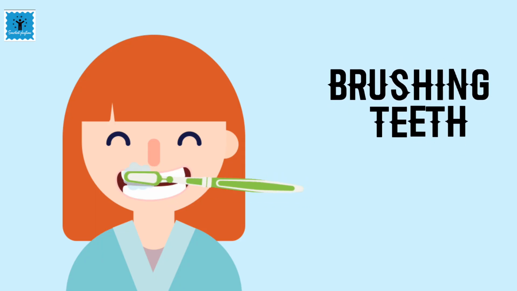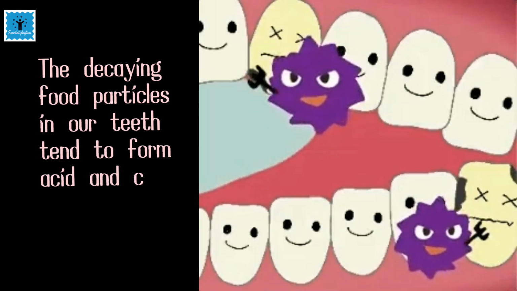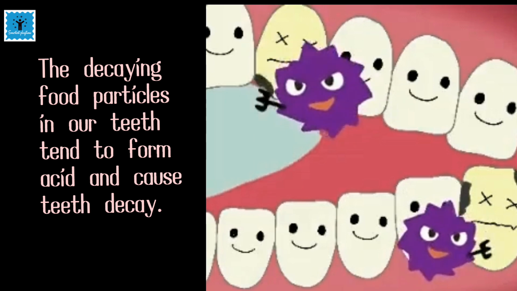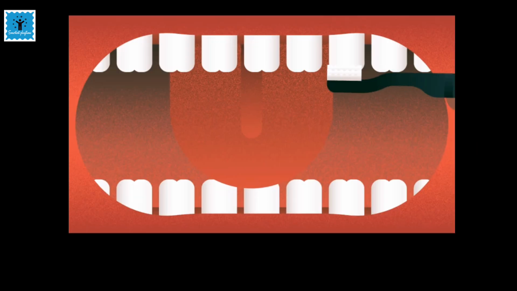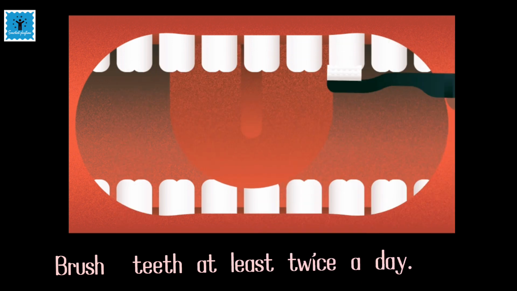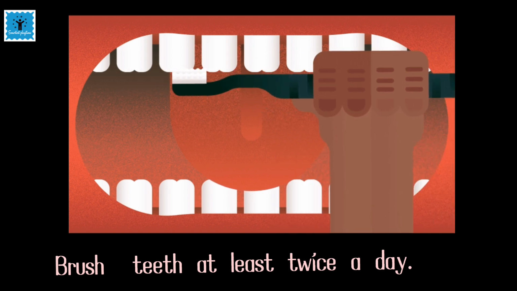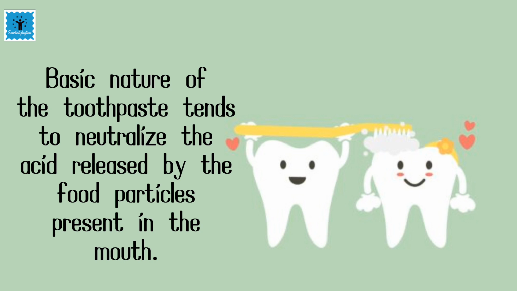Brushing teeth with a basic toothpaste is another example of neutralization. When we eat something, a few food particles remain in our mouth. With time, they decay and produce acid. It increases the concentration of acid in our mouth and results in tooth decay. So it is advised to brush at least 2 times a day to balance this excess production of acid in the mouth. Toothpaste is basic in nature, which neutralizes the acid produced by the food particles.